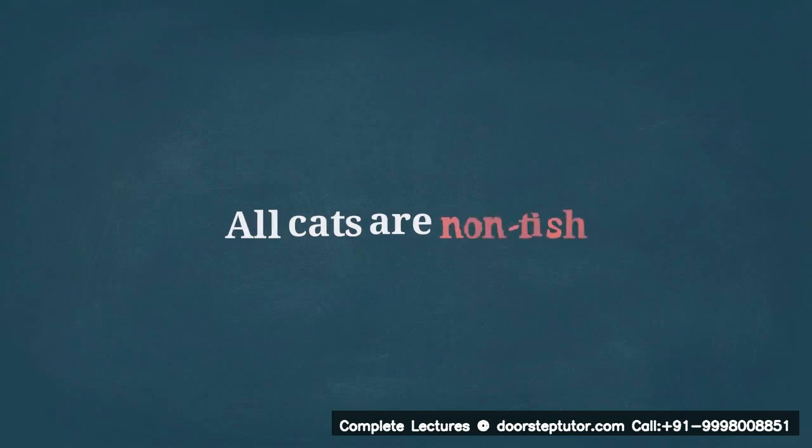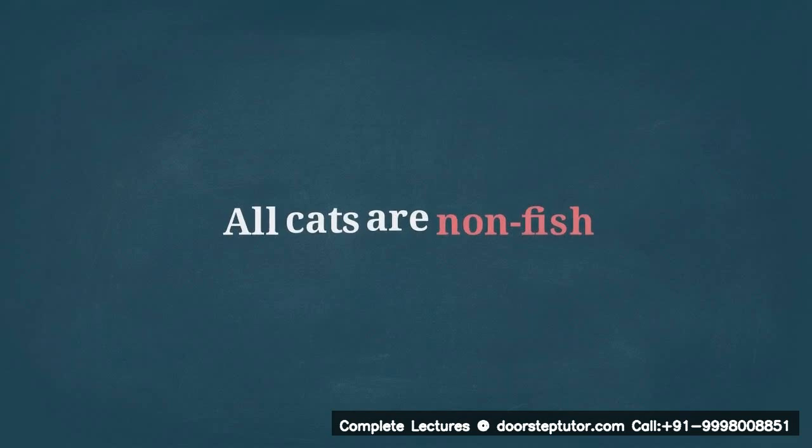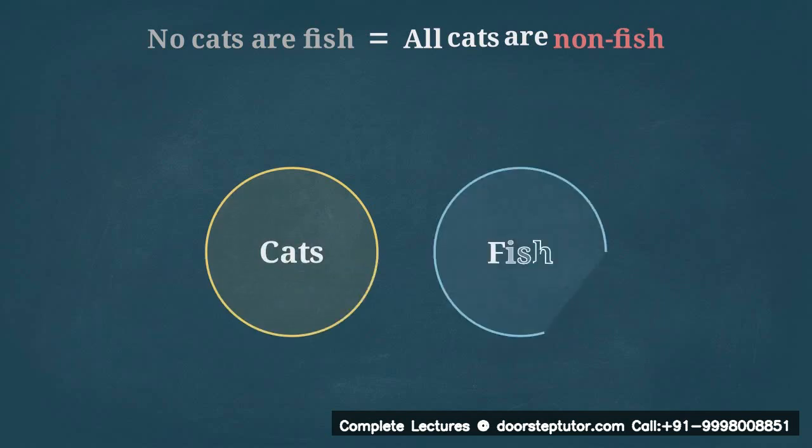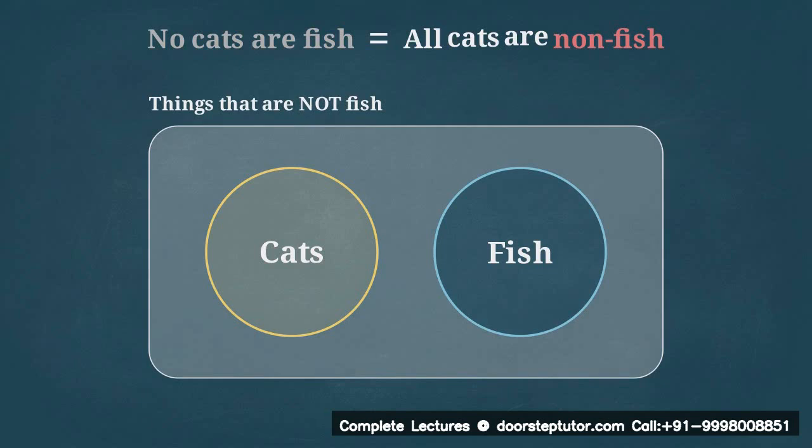In this case, fish becomes non-fish. Our finished obversion is all cats are non-fish. These two statements are equivalent because they describe the same reality from different angles. To say that no cats belong to the class of fish is exactly the same as saying all cats belong to the class of things that are not fish.